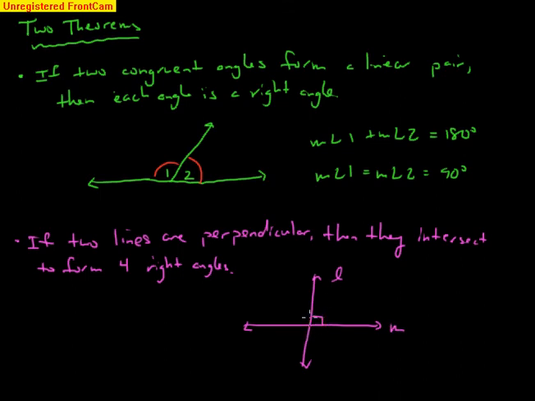Well, you can use a lot of different ideas. You could say that this right angle and this angle are vertical angles, and vertical angles are congruent. So we would know that that is also a right angle. We could use the fact that these are linear pairs, and this is 90, so 180 minus 90 is also 90. And the same thing up here. So we have 4 right angles at that intersection.